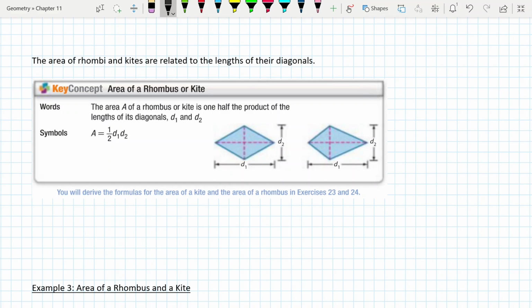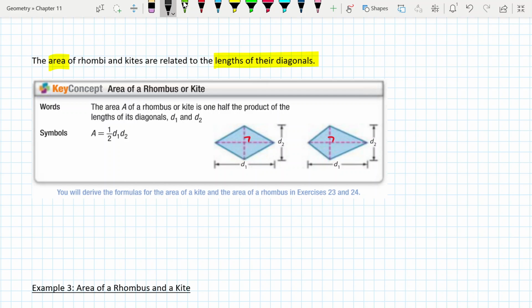Now, for the rhombus and the kite, their areas are related to the lengths of their diagonals, which, if you remember, is kind of nice because they're perpendicular to each other, so we get right triangle stuff again. But all we need to know is the diagonals, find their product, and cut it in half.